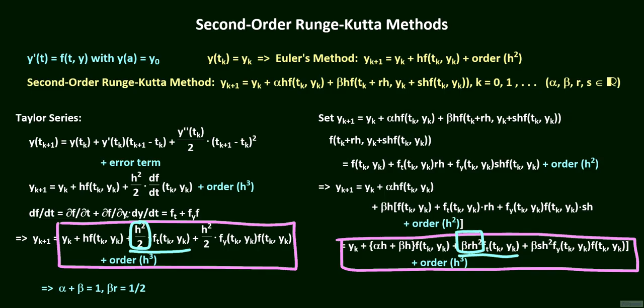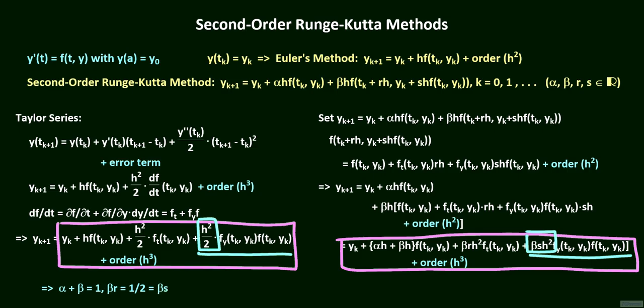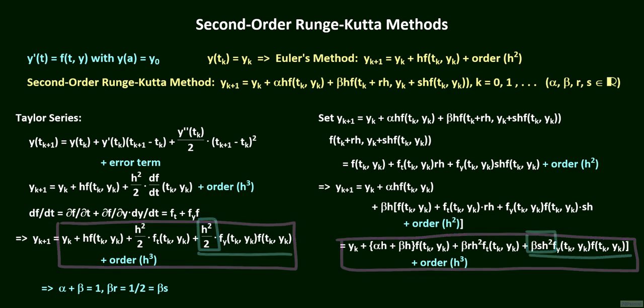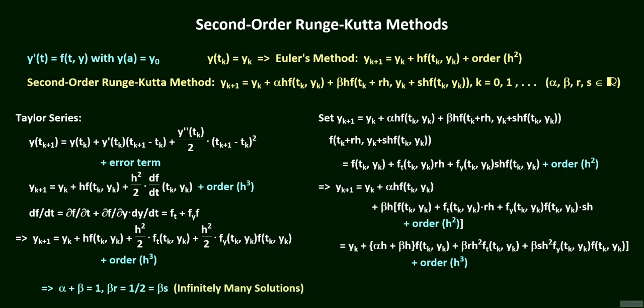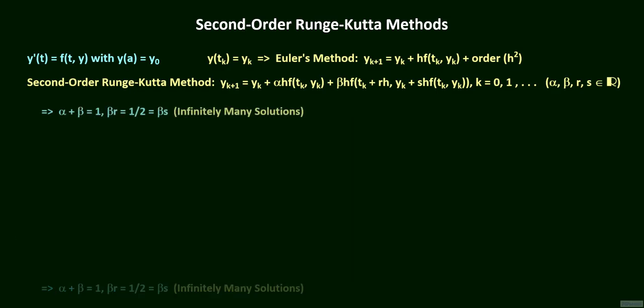The coefficient of f sub y of t sub k, y sub k times f of t sub k, y sub k here is h squared divided by 2. The corresponding coefficient here this time is beta times s times h squared, so that beta times s must also be equal to 1/2. And so we have a system of equations in the unknowns alpha, beta, r, and s. This system of equations has infinitely many solutions. So let's check out some of the frequently used sets of values of alpha, beta, r, and s.